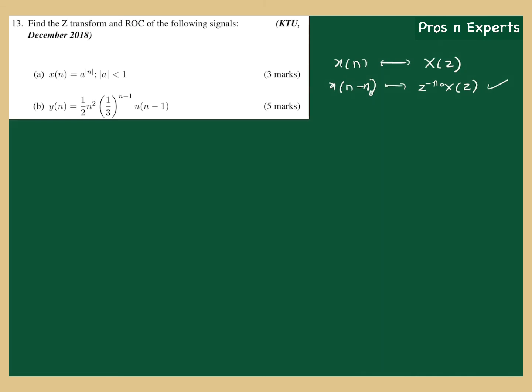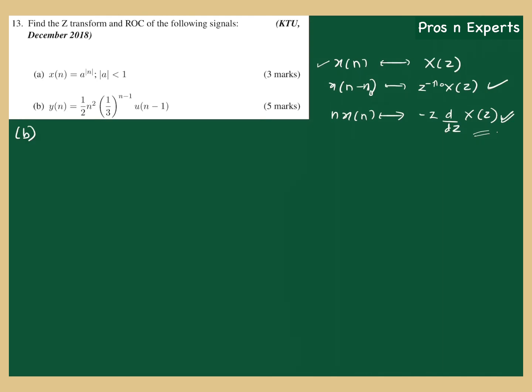And another property you need to use is, if x of n and x of z are Z transform pairs, then the Z transform of n into x of n will be minus z into d by dz of x of z. This is the differentiation in frequency property. Frequency is being differentiated. Okay, so let us keep these two properties in our mind and solve this problem.